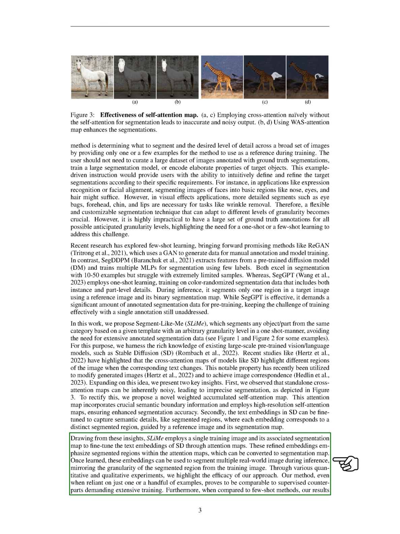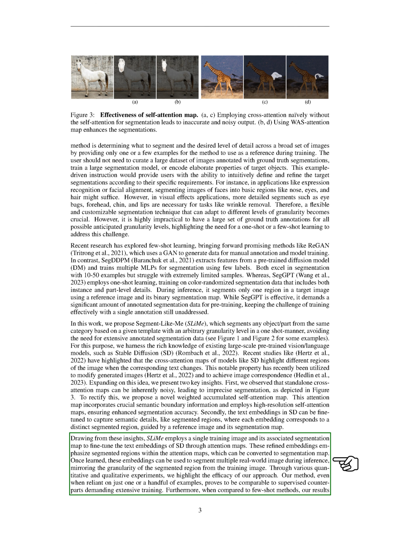Based on these insights, SLiMe uses a single training image and its associated segmentation map to fine-tune the text embeddings of SD through attention maps. These refined embeddings emphasize segmented regions within the attention maps, which can be converted to a segmentation map. Once learned, these embeddings can be used to segment multiple real-world images during inference, mirroring the granularity of the segmented region from the training image.